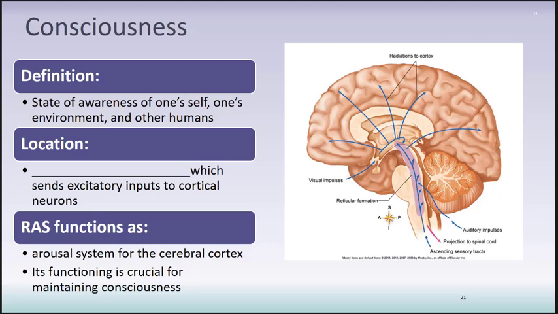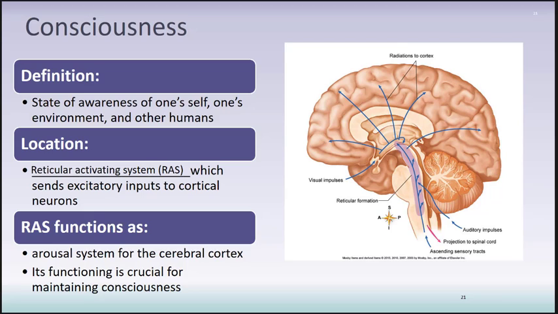The term consciousness, which you've heard of, I'm sure, before, may be defined as a state of awareness of oneself, one's environment, and other humans. But not that much is actually known about the neural mechanisms that produce consciousness. Now, what we do know is that our consciousness depends on the excitation of cortical neurons by impulses that are conducted to them from a network of neurons called the reticular activating system.